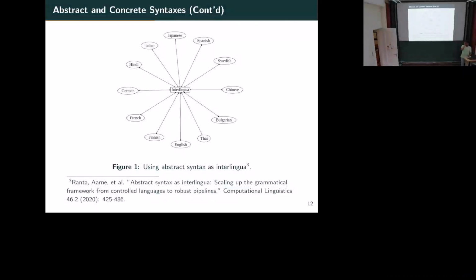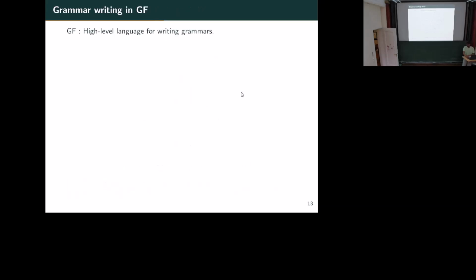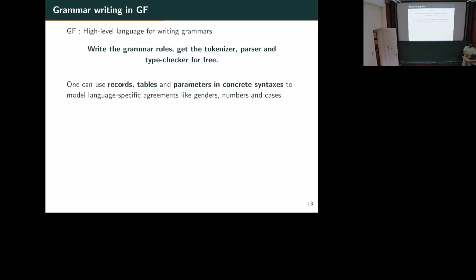One of Arne's papers shows how the abstract syntax can be seen as an interlingua, as a bridge between the various concrete syntaxes, where the various languages can be seen as concrete syntaxes. So again, GF is a high-level language for writing grammars, and you just need to write the grammar. You get all the other tools like tokenizer, parser, type checker for free.